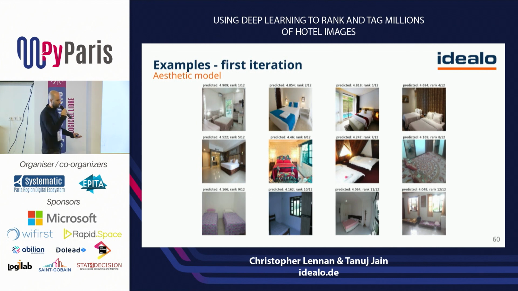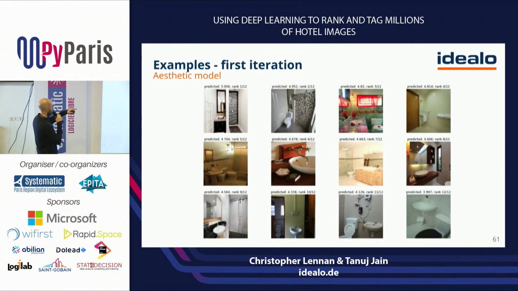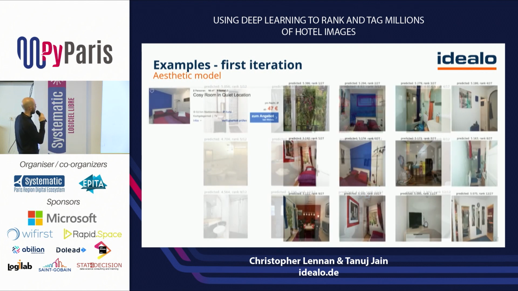But at first glance, even the first iteration model kind of makes sense, right? Because the bedrooms at the top look nicer than the bedrooms at the bottom. This is the takeaway here: the aesthetic ranking is working quite well. The same holds for bathrooms. Again, the bathrooms in the top row look nicer than the bathrooms in the bottom row. So we were quite happy there in the first iteration already.